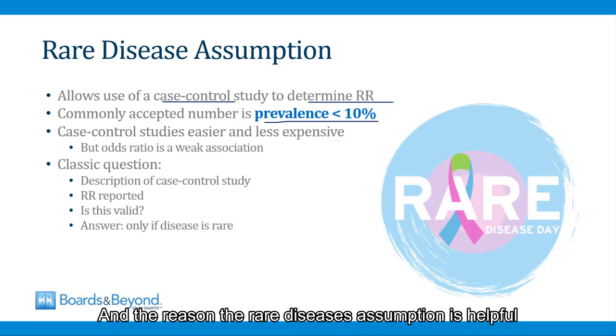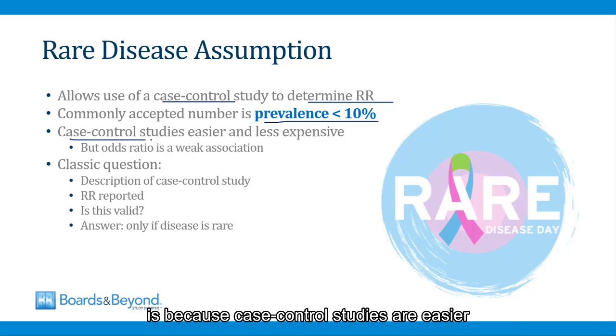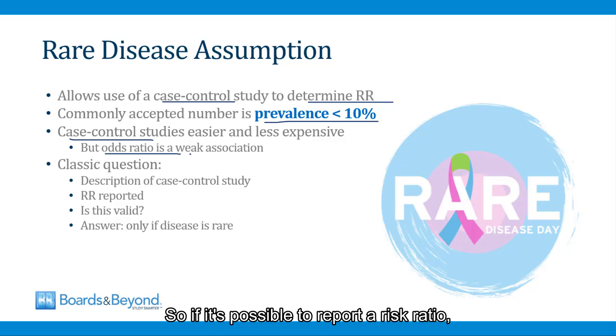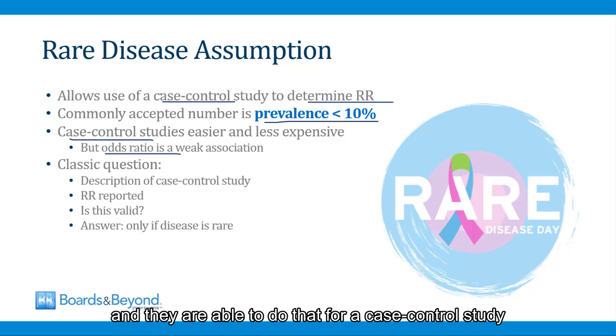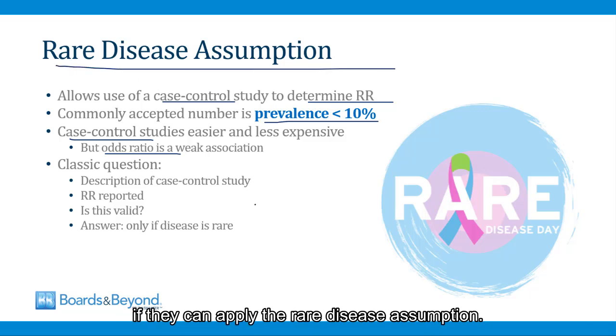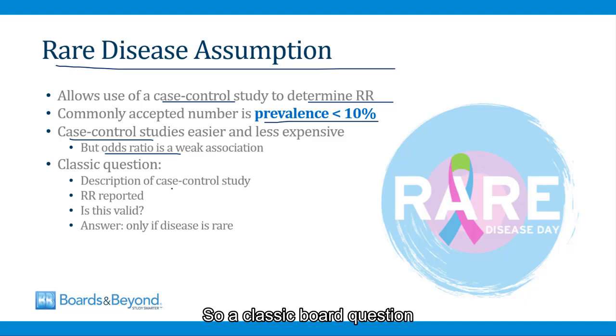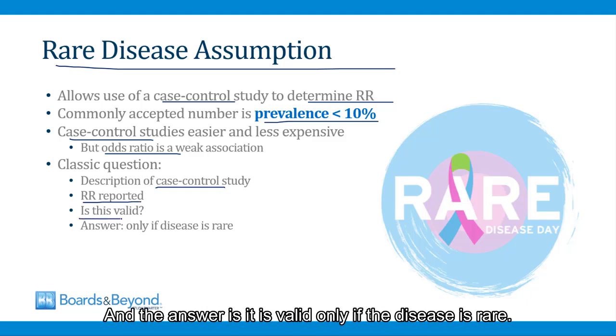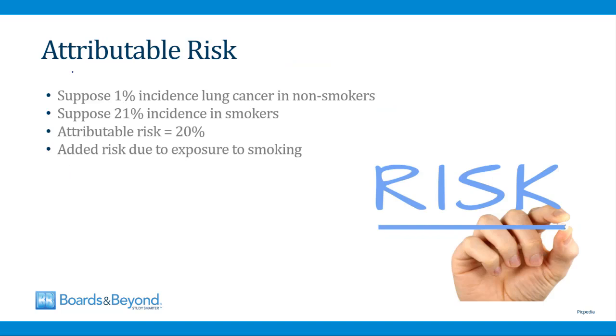And the reason the rare disease assumption is helpful is because case control studies are easier and less expensive to conduct, but the odds ratio is a weaker association, so if it's possible to report a risk ratio, researchers prefer to do that, and they are able to do that for a case control study if they can apply the rare disease assumption. So a classic board question is a description of a case control study, but a risk ratio is reported, and the question asks, is this valid? And the answer is, it is valid only if the disease is rare.